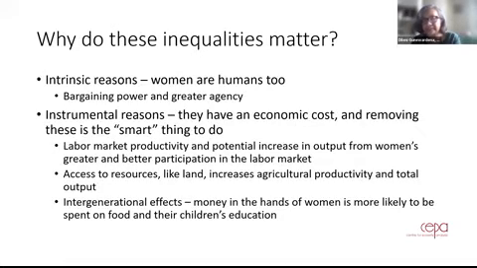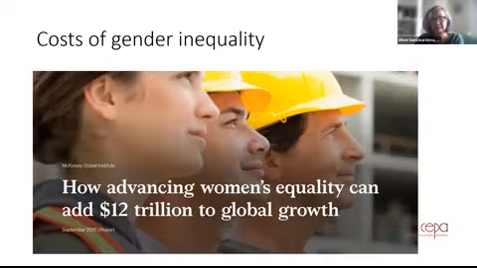And then the intergenerational effects, which we've known for quite a while, that money in the hands of women is more likely to be spent on food and their children's education than money in the hands of their spouses.